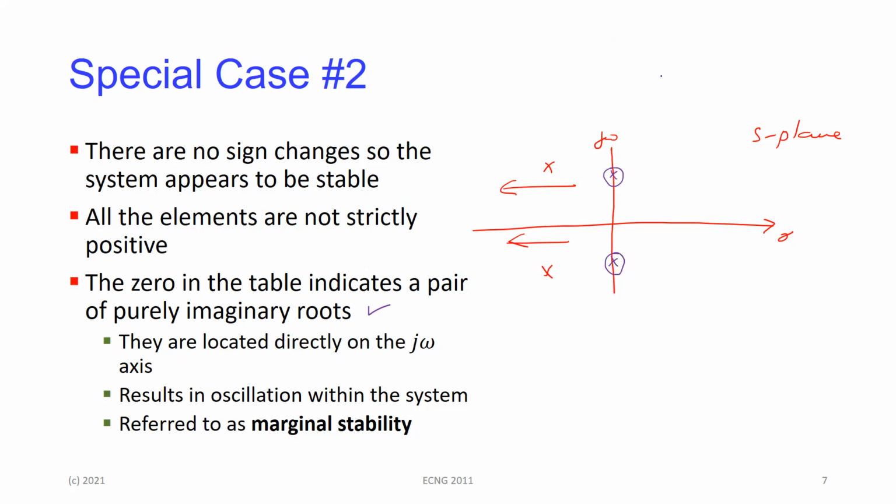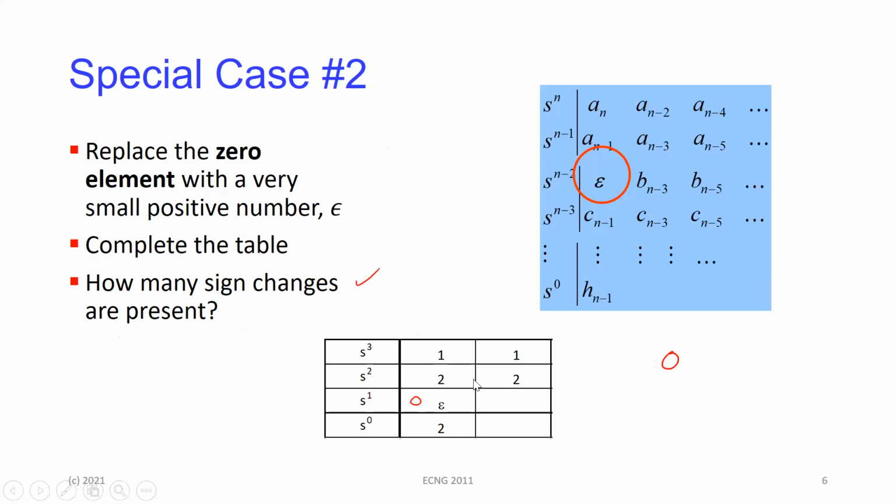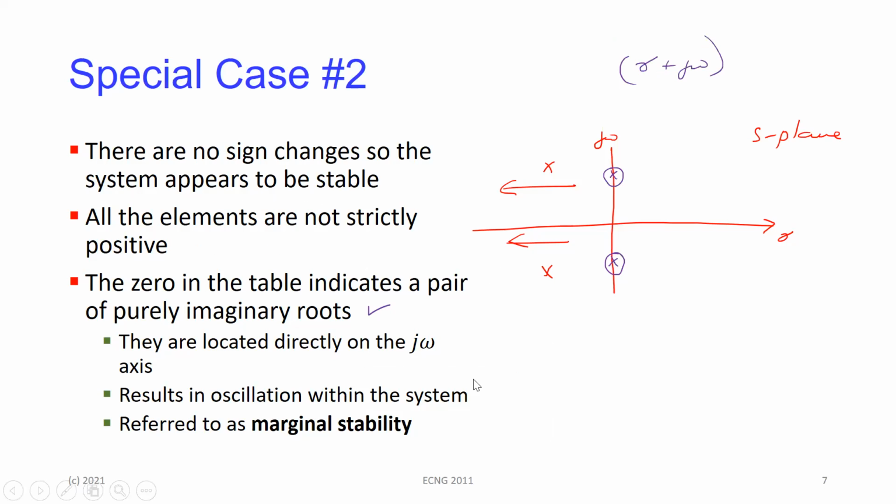You remember all roots have a sigma plus j omega part to them. The 0 in that cell is going to tell you that you're going to have a pole where the sigma part is 0. So the pole is located exactly on the j omega axis. So it's not really on the right-hand side, but is about as close as it could get. This kind of thing is what we call marginal stability, and that kind of system responds with oscillation.